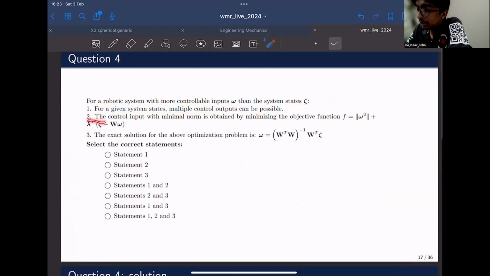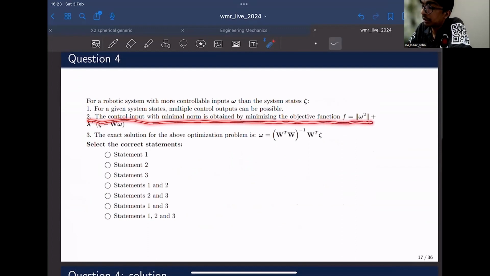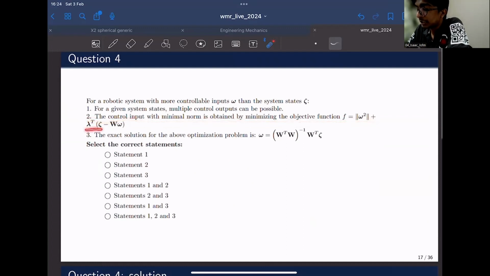The second statement says the control input with minimal norm is obtained by minimizing the objective function. This one, f is the square of omega plus lambda transpose theta minus w omega. And the exact solution for the above optimization problem is this one. So select the correct statements. Which of the options are correct? Is only statement 1 true, or is only the second statement correct, or are multiple statements correct or not?